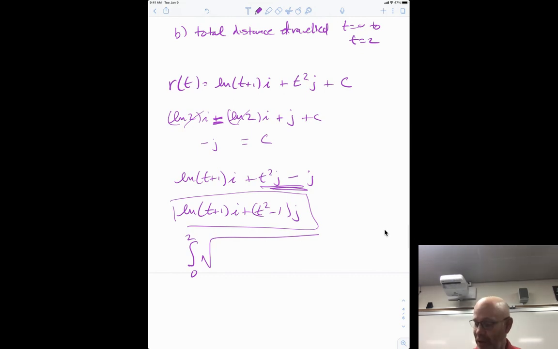So we're just going to go square root of (1 over t plus 1) squared plus (2t) squared. That would be the speed, right? So we're integrating the speed. I'm going to stop there. You can just dump that in on your calculator, and you'll have an answer. So that's it for vectors and parametric equations.